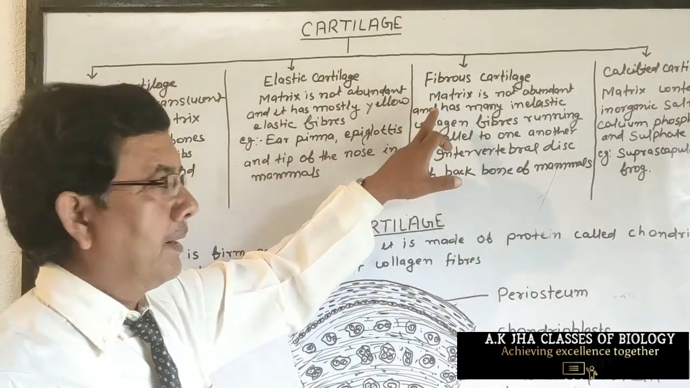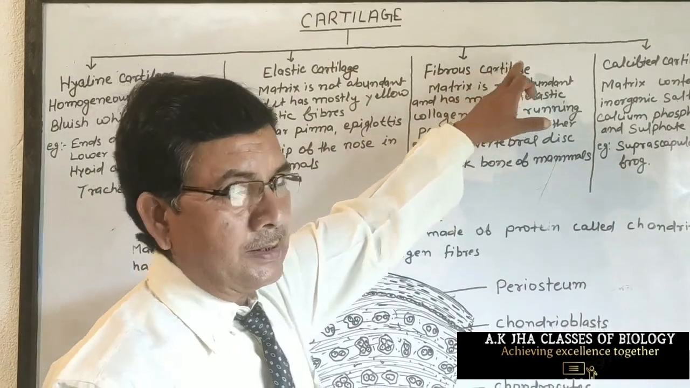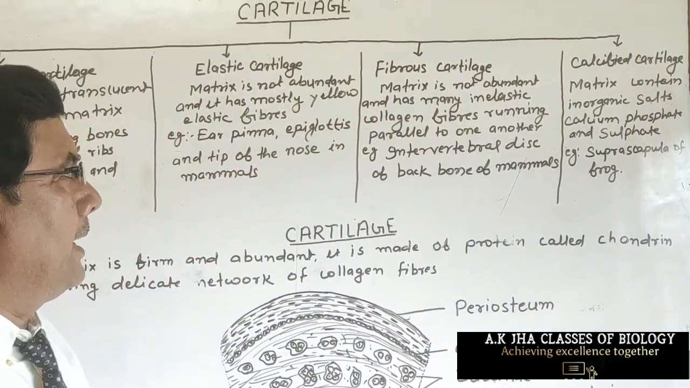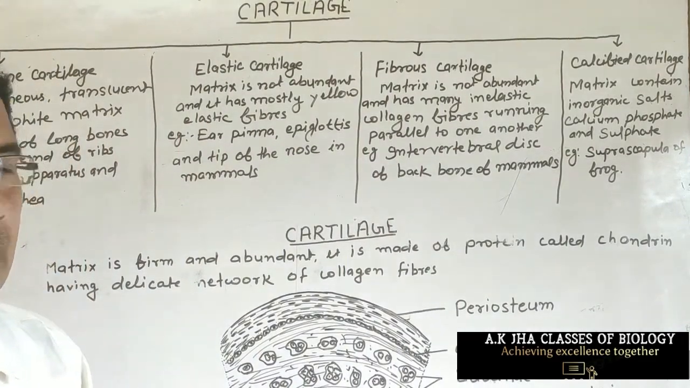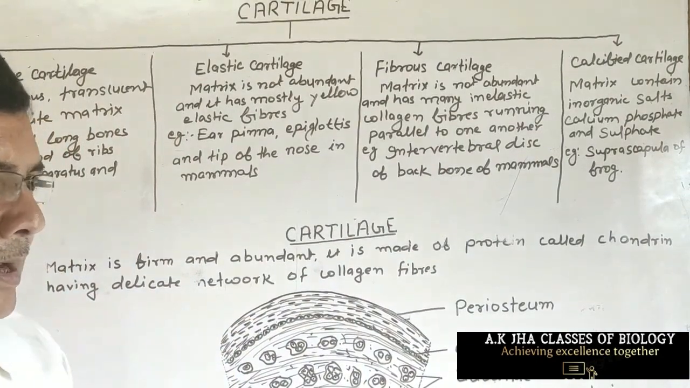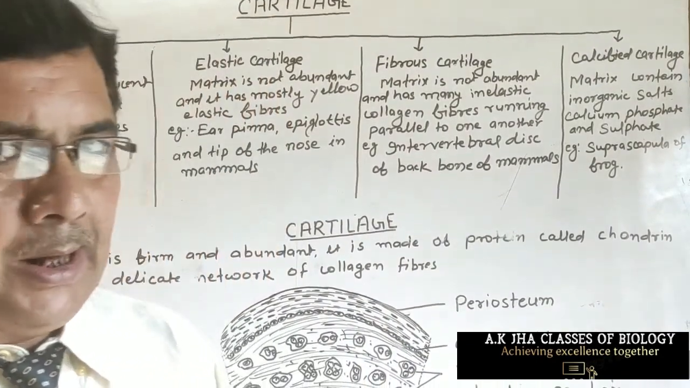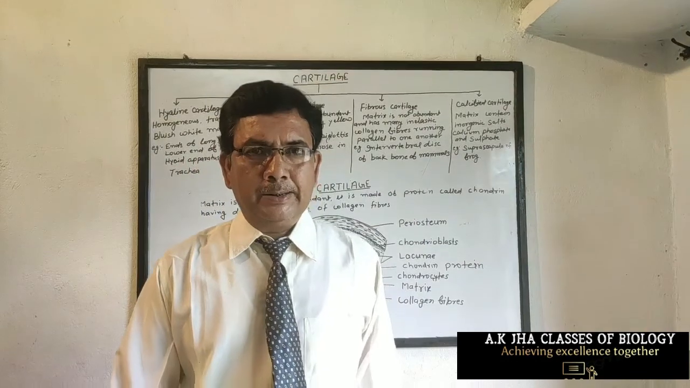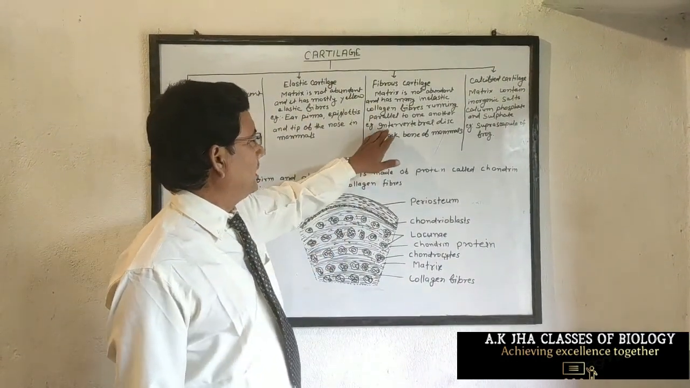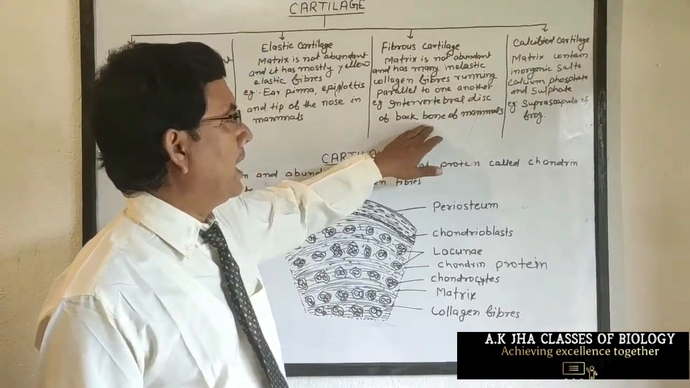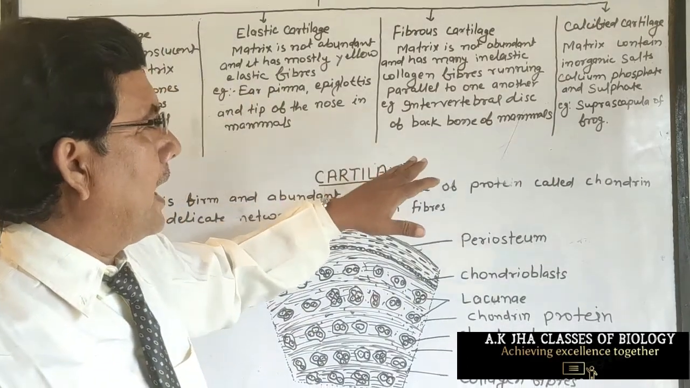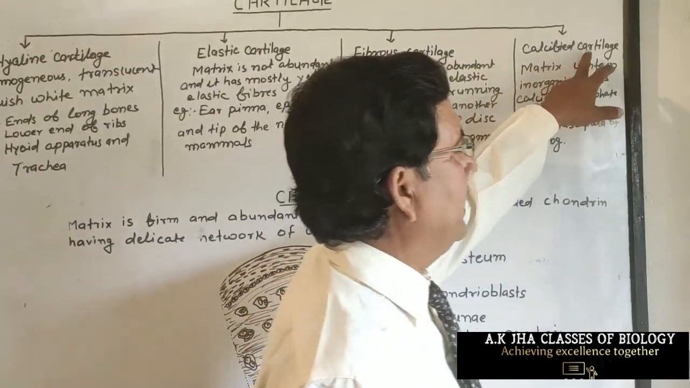The third type of cartilage is fibrous cartilage. The matrix is not abundant and has many inelastic collagen fibers that run parallel to one another. Example: the intervertebral discs of the backbone of mammals. And the fourth type of cartilage is calcified cartilage.